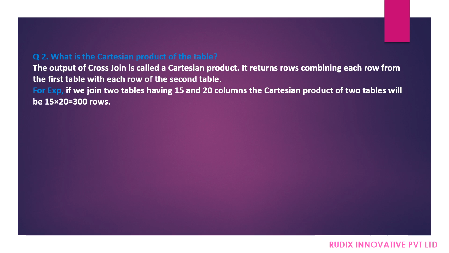For example, if we join tables having 15 and 20 rows, the Cartesian product of the two tables will be 15 cross 20 equals 300 rows. We will get the output as 300 rows. Like, for example, if table A has m rows and table B has n rows, the Cartesian product will have m into n rows. In this way.